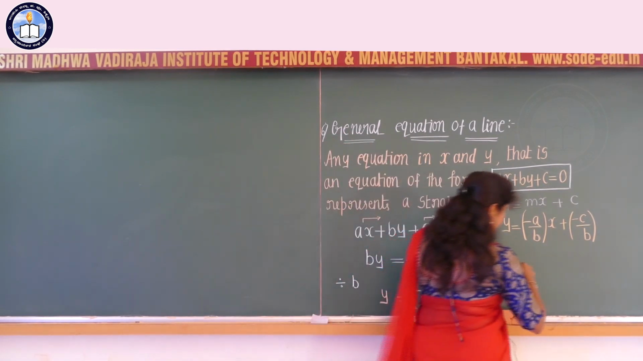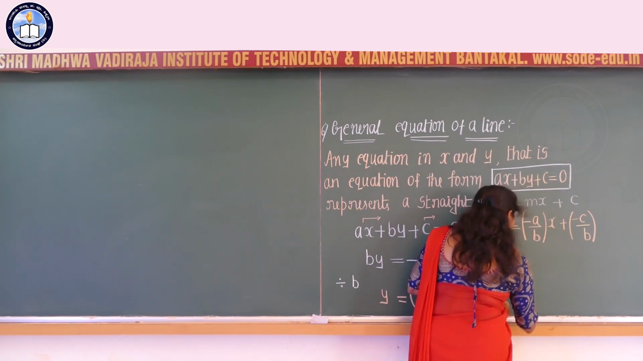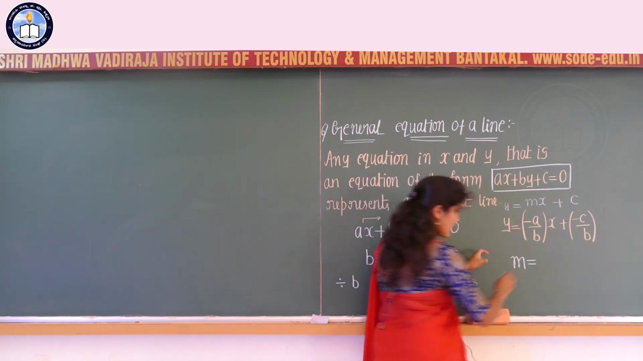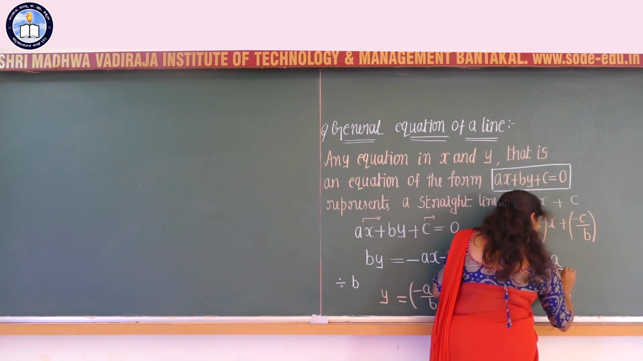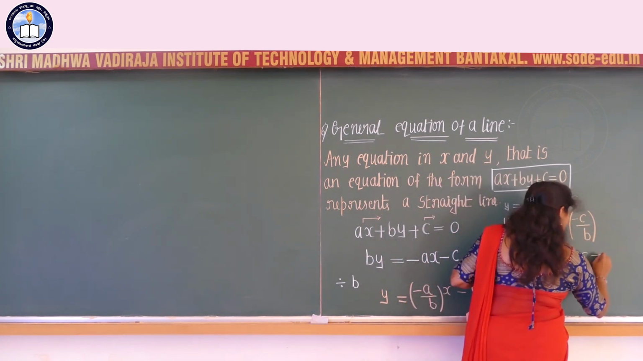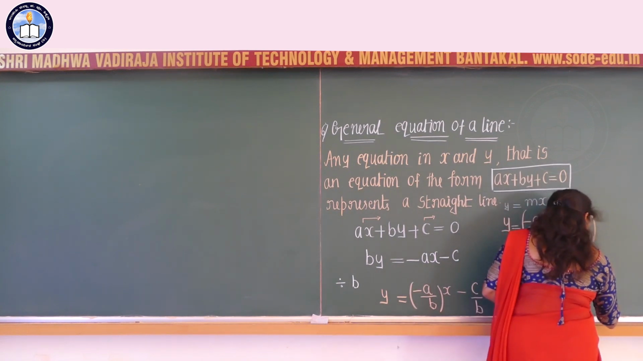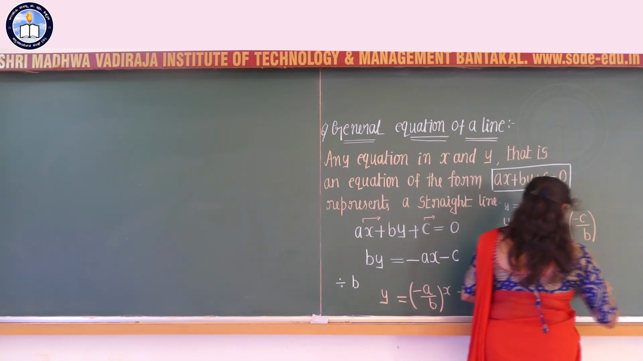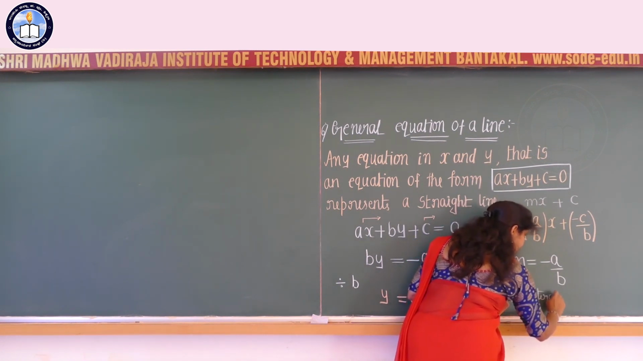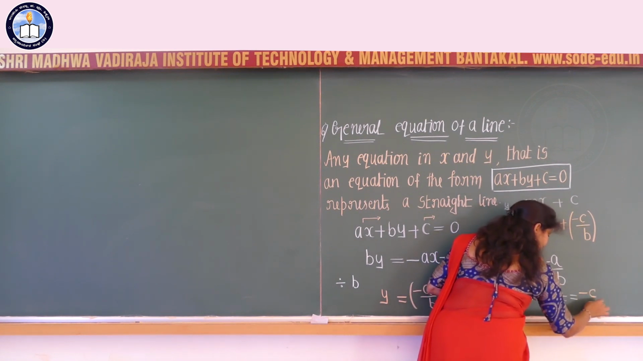So, here you can say that if we are comparing these two equations, then I can write m, that is the slope of the line, is given by minus a divided by b. And what is the y-intercept? The y-intercept c is given by the formula minus c divided by b.